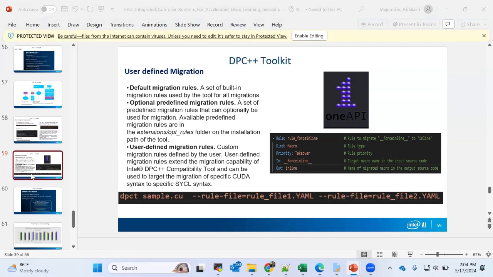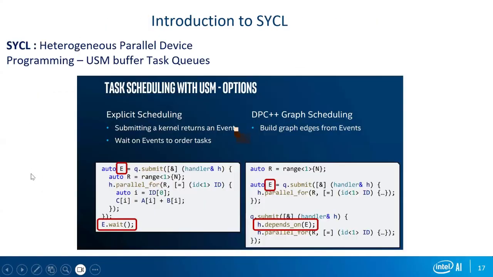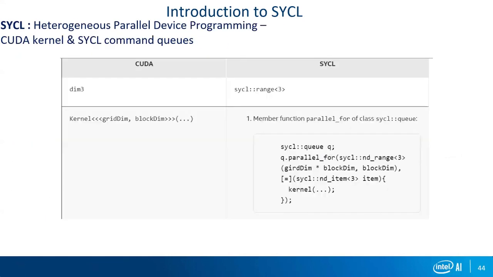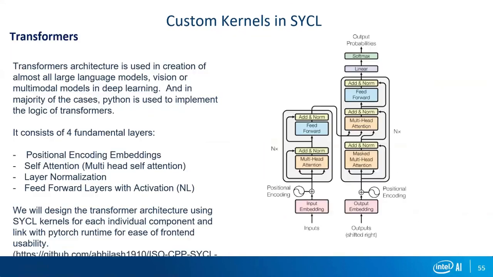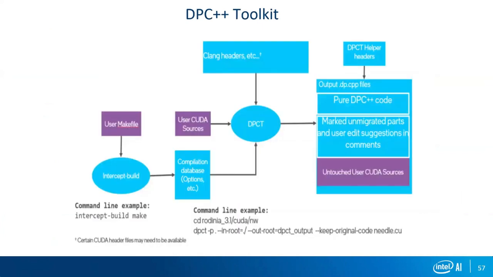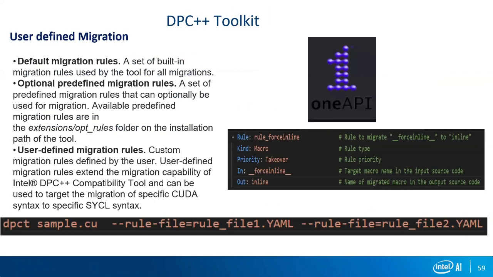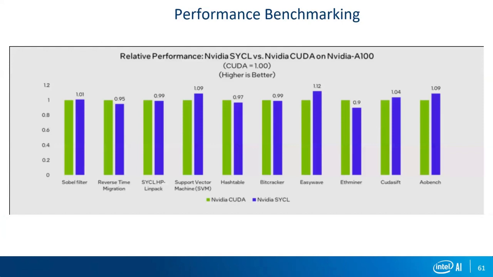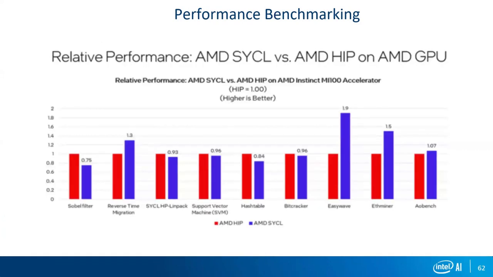And to end, I would just say we have covered all of the intrinsics and the majority of how to write SYCL code, how to design kernels, memory models, synchronization, and the host-device programming model. We have also seen the DPCT toolkit, translation, migration, as well as writing custom kernels in SYCL. And we also have some performance numbers, just in case, of how it works in CUDA SYCL. We have the SYCL numbers for AMD as well. This is for AMD SYCL versus AMD HIP on AMD GPU.